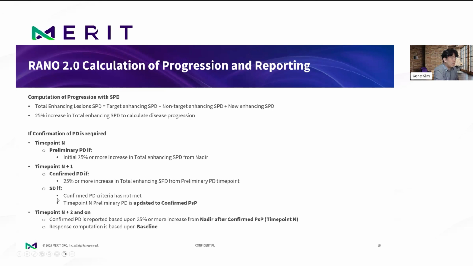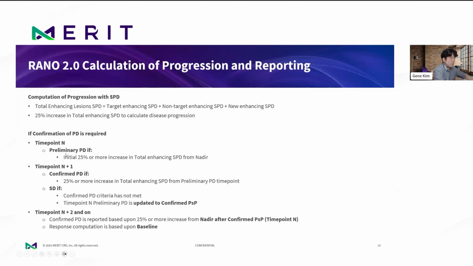And the patient can be labeled as stable disease for their overall outcome in the case where the confirmed PD criteria have not been met. In this case, stable disease will be labeled. And the time point labeled preliminary PD is updated to confirmed pseudo-progression as its time point outcome. Then, at a further time point after the pseudo-progression has been determined, the confirmed PD is reported based upon a 25% or more increase from the nadir after the confirmed pseudo-progression.